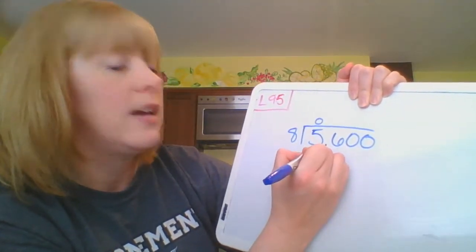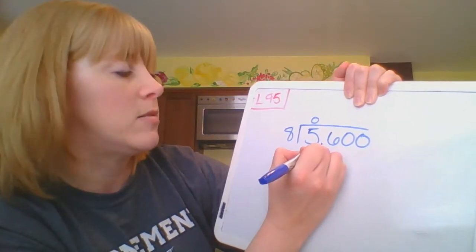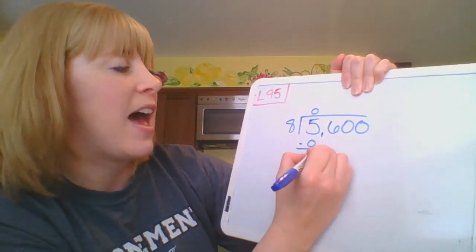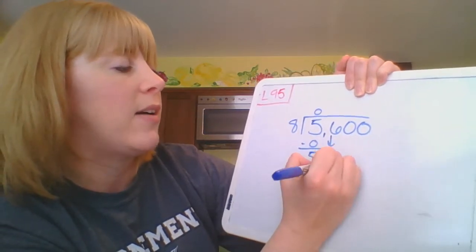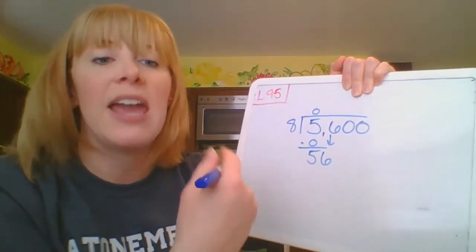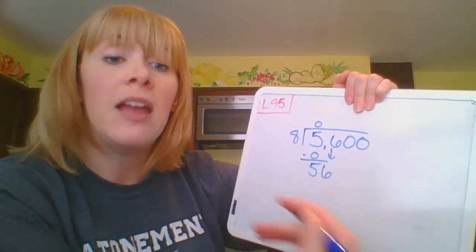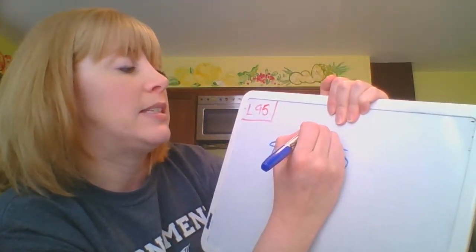0 times 8. The zero property tells me 0 times any number is 0. 5 minus 0 is 5. I'm going to bring down the 6. Now I have 56 divided by 8. 56 is a multiple of 8, so that's going to divide in evenly. 56 divided by 8 is 7.